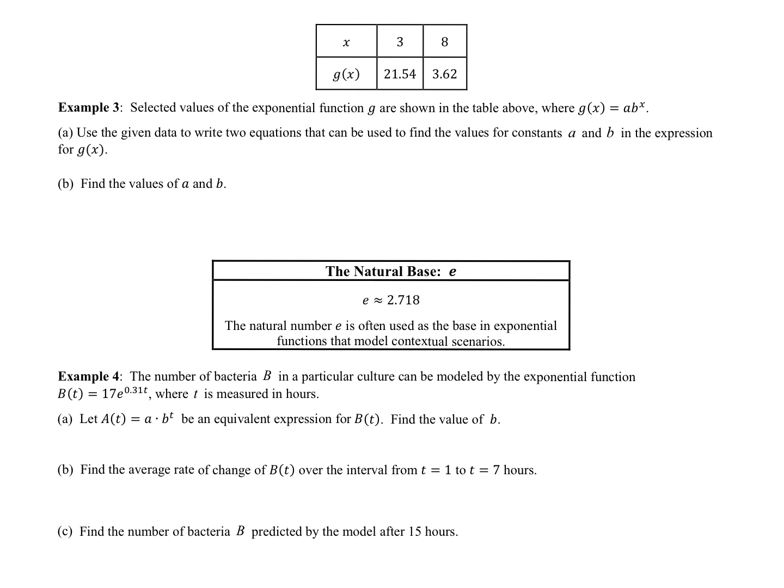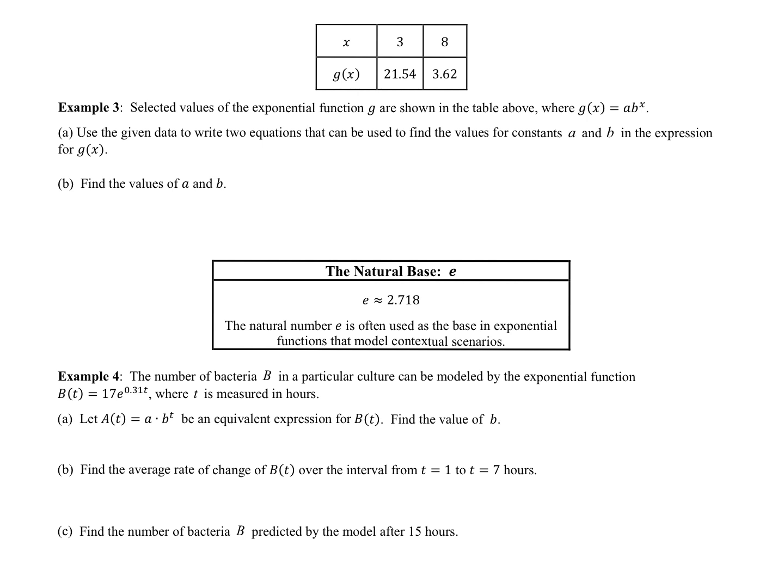All right, example 3. Selected values of the exponential function g are shown in the table above, where g of x equals a b to the power of x. Use the given data to write two equations that can be used to find the values for constants a and b, and the expression for g of x. Find the values of a and b. All right, so we're going to do exactly what we just did. Let's find our equations first, just in case they ask that.